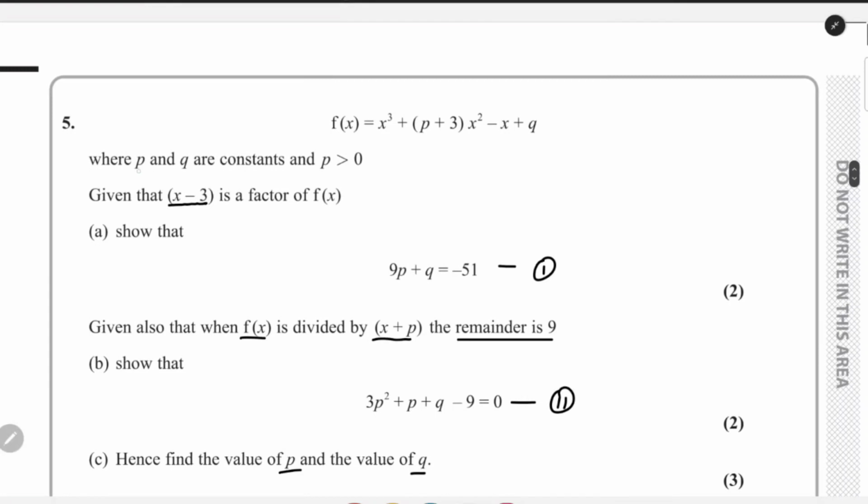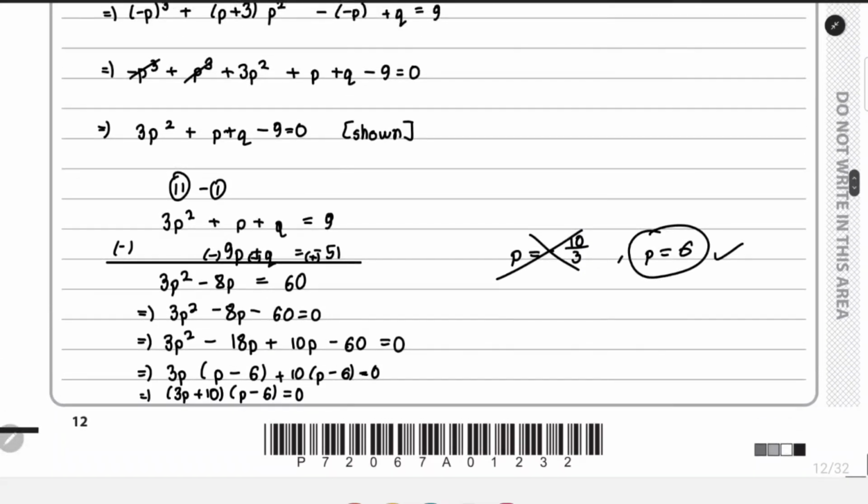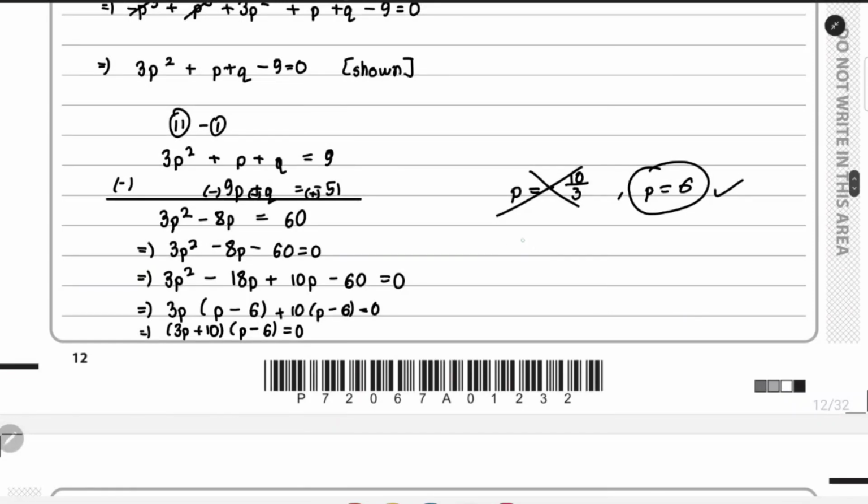However, we are given the conditions that p and q are constants where p is greater than 0. So p must be greater than 0, so we ignore minus 10 by 3. So p must be equal to 6. And if p is equal to 6, 9p plus q is equal to minus 51. I'll put the value of p over here, so 9 into 6 plus q is minus 51. From here we get the value of q, which would come out to be minus 51 minus 9 into 6, which is minus 105.